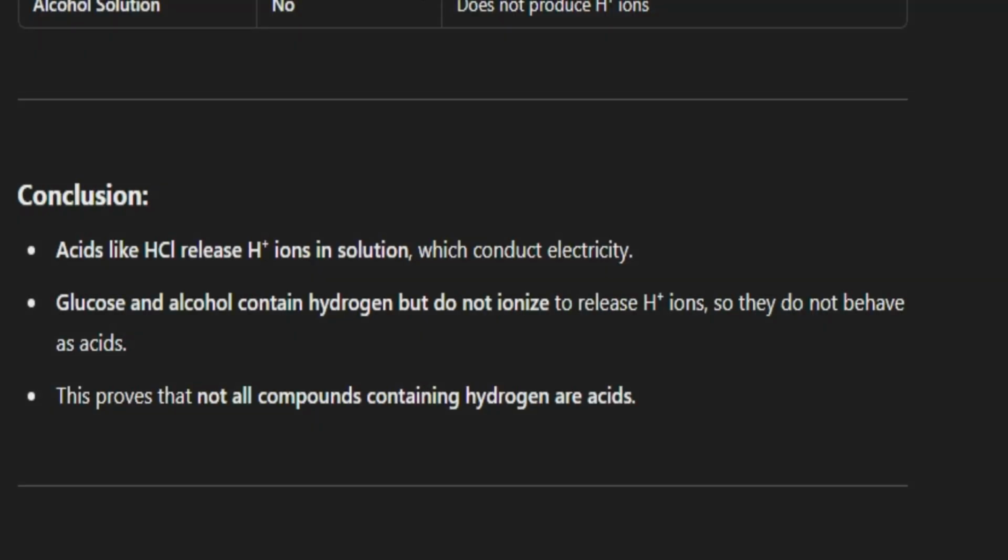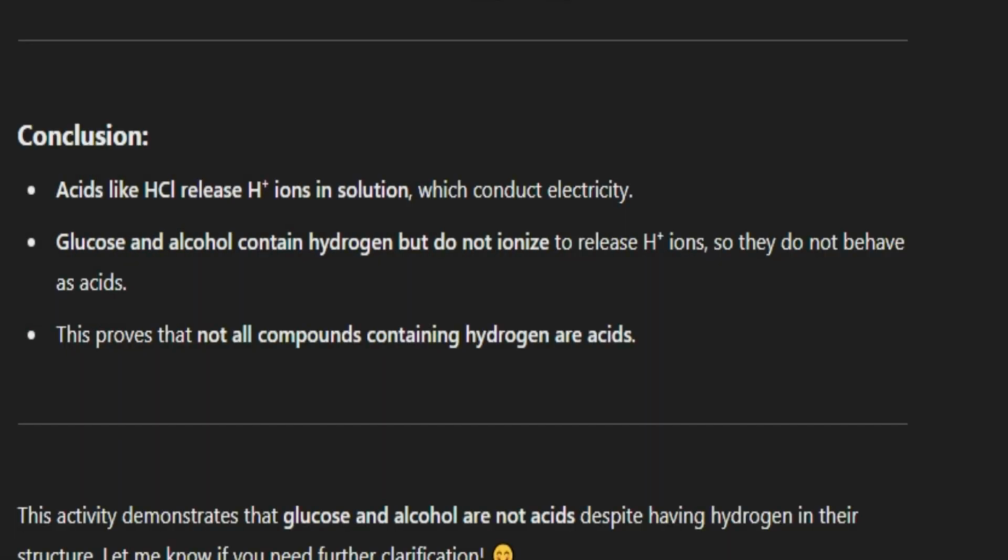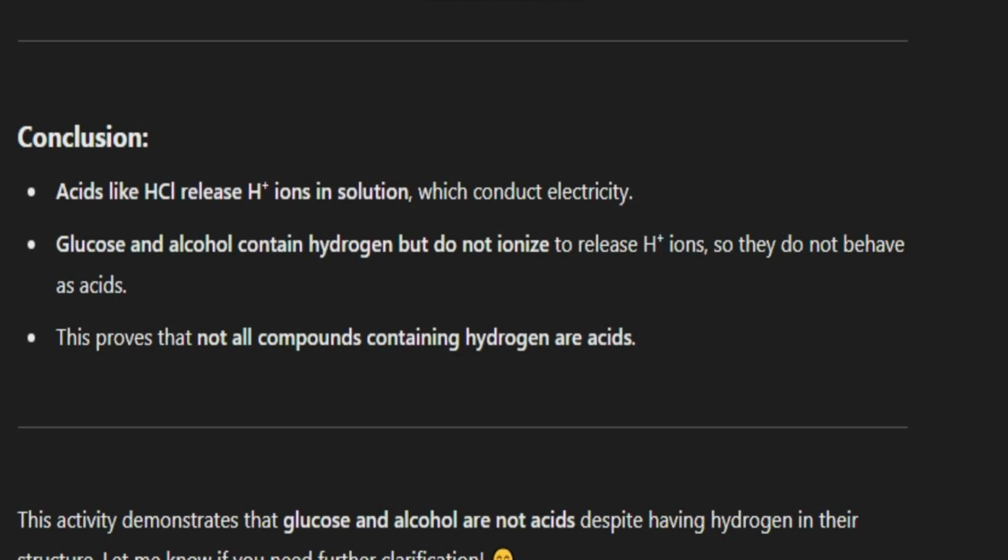Conclusion: acids like HCl release H+ ions in solution, which conduct electricity. Glucose and alcohol contain hydrogen, but do not ionize to release H+ ions, so they do not behave as acids. This proves that not all compounds containing hydrogen are acids. This activity demonstrates that glucose and alcohol are not acids despite having hydrogen in their structure.